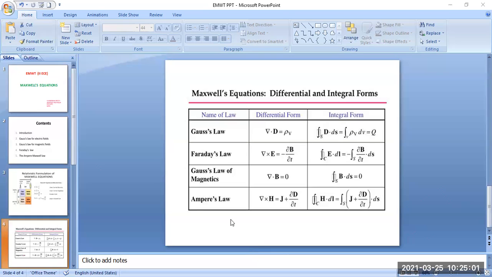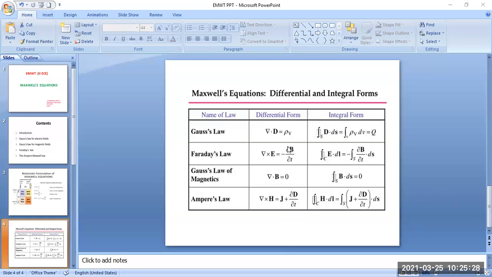So we get del dot D bar is equal to 0. Why? Because rho V is 0 in free space. Next, del cross E bar is equal to minus dou B bar by dou t. Next, del dot B bar is equal to 0. Next, del cross H bar is equal to dou D bar by dou t. Why? Because J bar is equal to 0 in free space. So we are applying the necessary conditions, and we get the Maxwell's equations of free space.